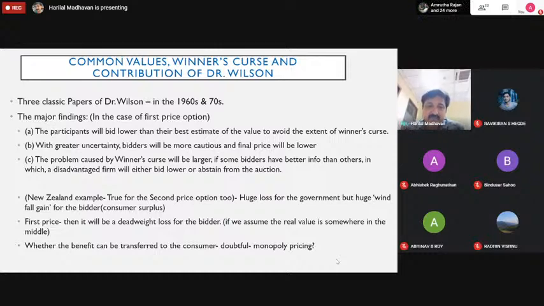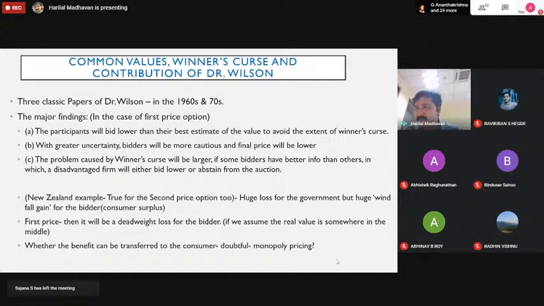So that's also possible. So the case here is that some bidders have a much better idea about the value of the product and some don't. In that case, you see that the disadvantaged firm will either bid a very low price or abstain from the auction. Okay. And in a first price auction this can also happen. I'm not going to talk much about that because if you're having a lower bid, whether it will really impact consumer welfare, we don't have any idea.